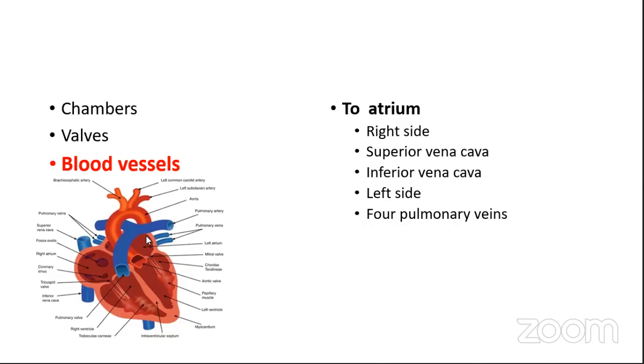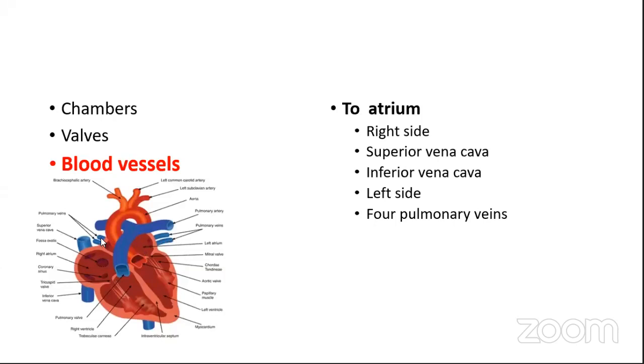Now if you move on to the left side of the atrium, as I already told you, the atrium only receives the blood, never sends the blood anywhere. On this left side of the atrium, you can see four pulmonary veins. 1, 2 here, another 1, 2 here. All 4 are pulmonary veins. All 4 pulmonary veins carry the blood to the left atrium.